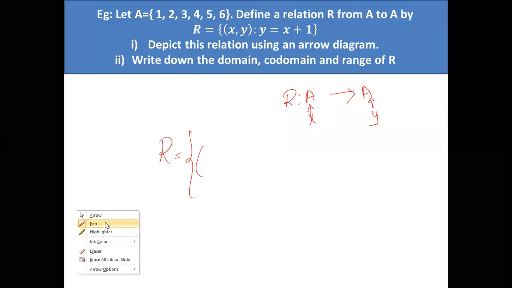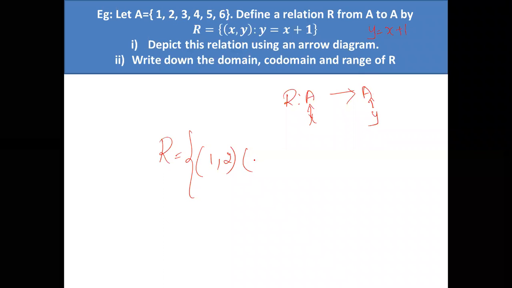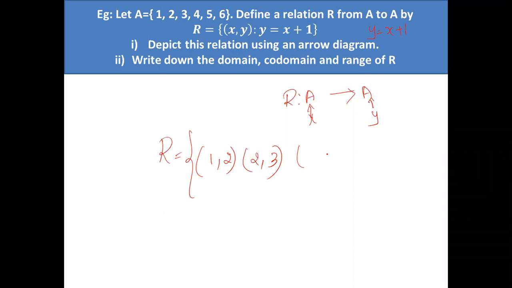Okay, yes. y is equal to x plus 1. Okay, now, x should belong to A. If you take x is equal to 1, what happens to y? y is equal to 2. Okay. If you take x is equal to 2, y is equal to 3. Okay. If you take x is equal to 3, y is equal to 4.